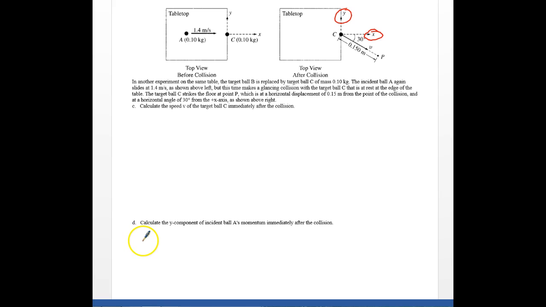So our momentum here is conserved in the y direction. So we're going to say that the momentum of ball A in the y direction plus the momentum of ball C in the y direction should equal 0 if they are conserved, because they need to be equal but opposite. So let's rearrange this. We're going to say that the momentum for A in the y is equal to negative the momentum of C in the y.